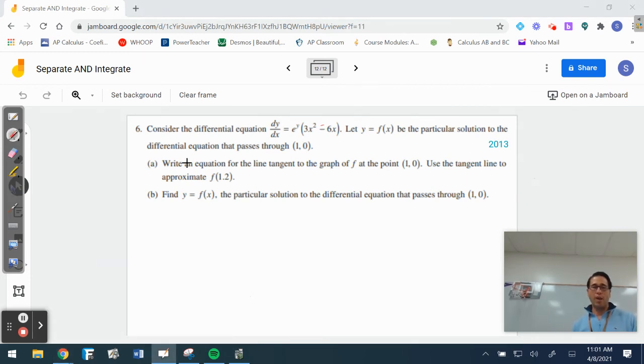All right, first guy, write the equation of a tangent line. Man, we should be able to dominate this. Please be on this test this year.